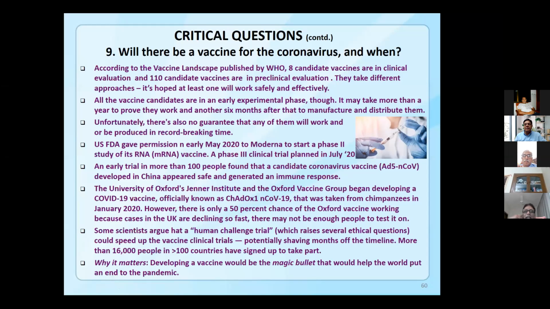Then some scientists are now suggesting a human challenge trial, which raises, of course, several ethical questions, to speed up the vaccine clinical trials. Right now, more than 16,000 people in over 100 countries have signed up to take part, but it needs some ethical clearance. WHO is working on that. We don't know, but it's going to be a human challenge trial. The problem is we are all looking at the vaccine as that single magic bullet that would help the world put an end to this.